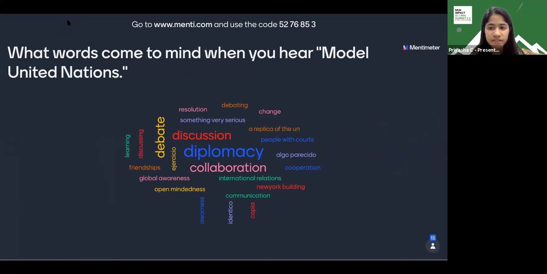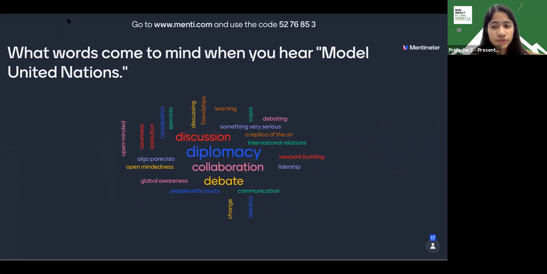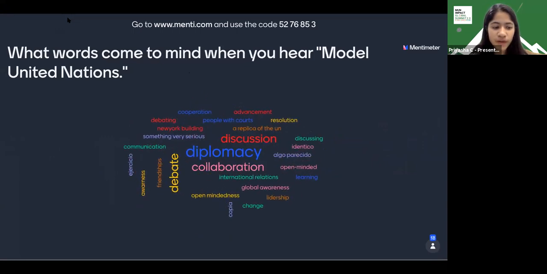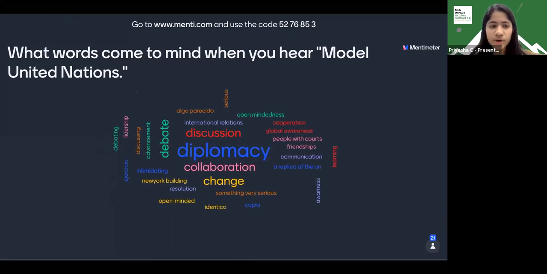Even if sometimes these problems may seem very large and intimidating, MUN helps you to create resolutions and propose solutions and talk with like-minded delegates to come up with a consensus. So collaboration is also very important because oftentimes allied countries work together or enemy countries try to befriend each other.